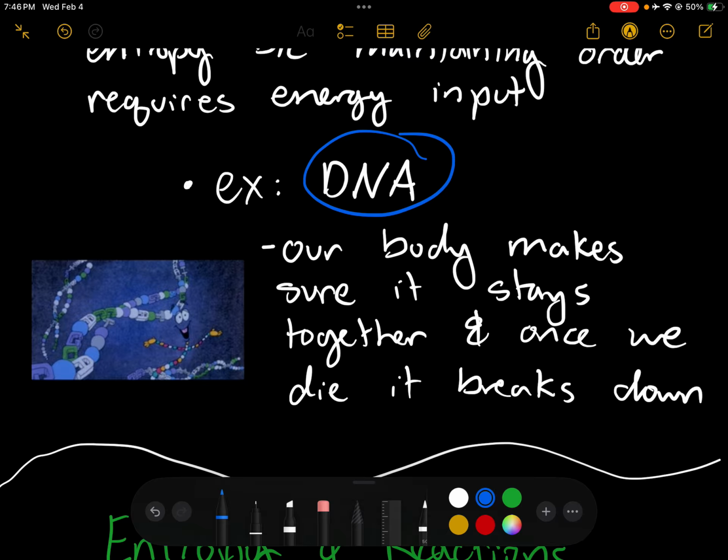And when we die, DNA, that really long, really complex molecule, breaks down and decomposes almost immediately, because when we die, our body can no longer maintain that level of order. It can no longer expend energy to maintain that order. And so our body, just like the rest of the universe, tends toward disorder. And once it can no longer put in that energy to maintain order, we decompose.